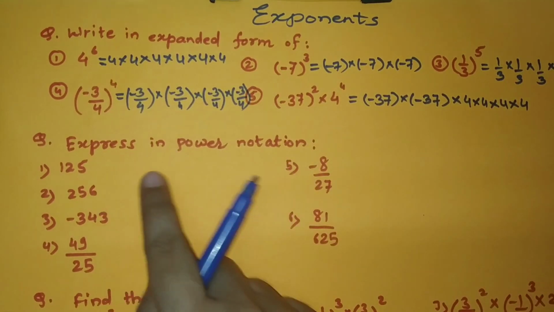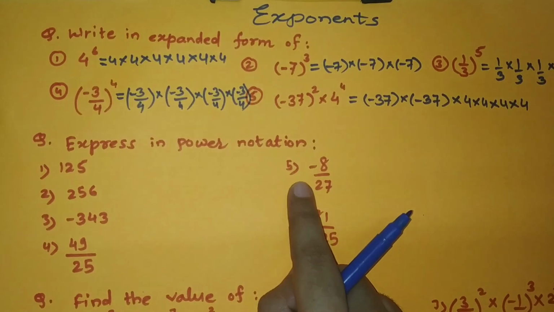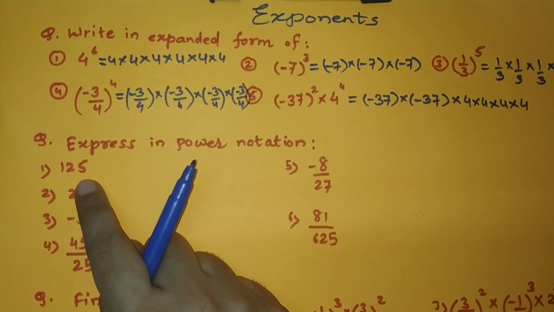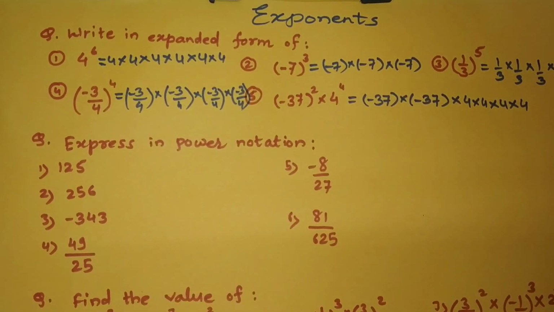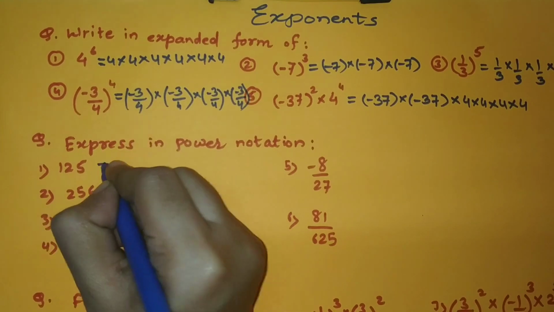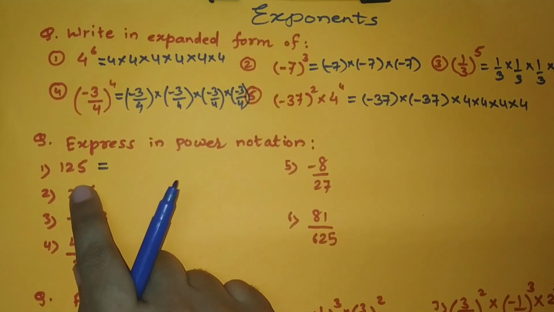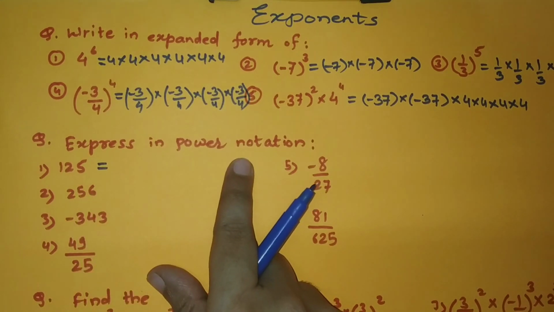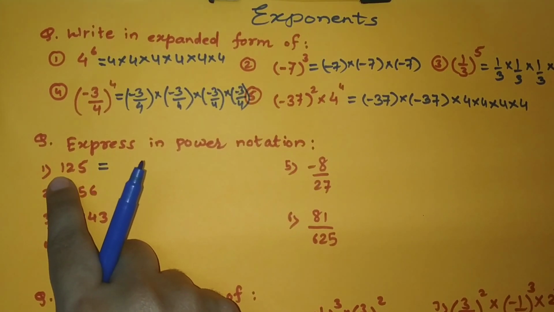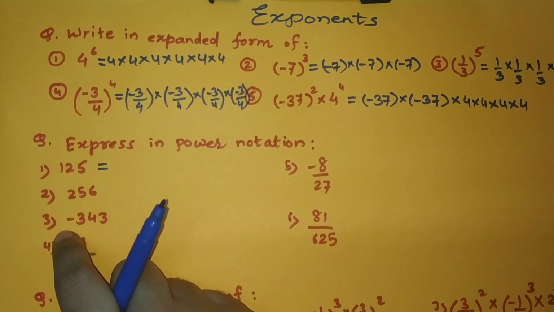Next, move to express in power notation. So now these are the numbers given. We have to write in terms of some powers. So here we know that 125. Friends, one thing to keep in mind: for finding out the power notation, you should know their factors. Like 125, we know that 125 has factors in terms of 5.